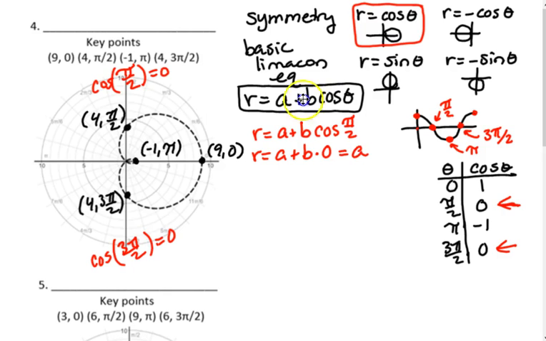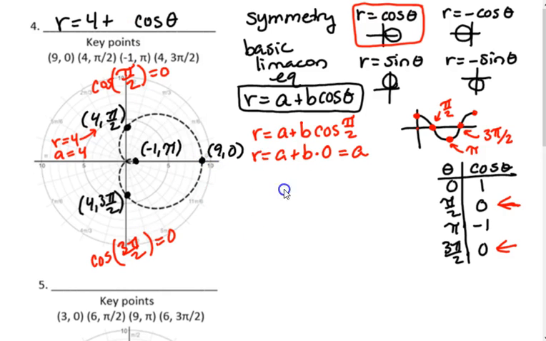So when we are at pi over 2, r just equals a. Well, I know that r equals 4 here, so that just means a is going to equal 4. So here's my equation. r is equal to 4 plus something cosine theta. So I just need to know what this number is.